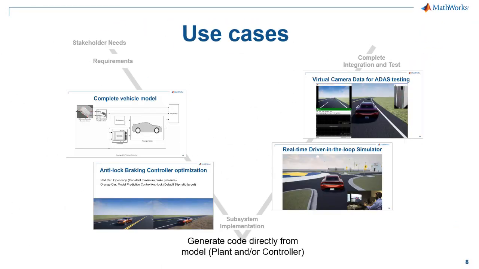We saw how we could use the Vehicle Dynamics block set all along the model-based design V diagram, from design up to testing and even code generation. We had a look into the complete vehicle model as well as the included shipping demos. Then we looked how we could optimize a subsystem of that complete vehicle model. We spoke about generating code from either the plant or the controller. We talked about using a real-time driver in the loop simulator to test some of the subsystems. And then we talked about testing control and ADAS algorithms using a virtual camera and the Vehicle Dynamics block set.